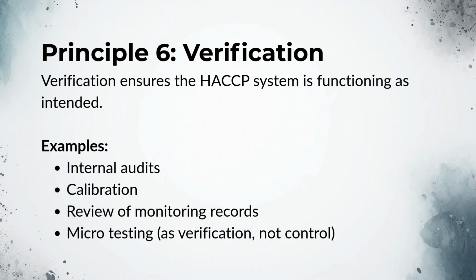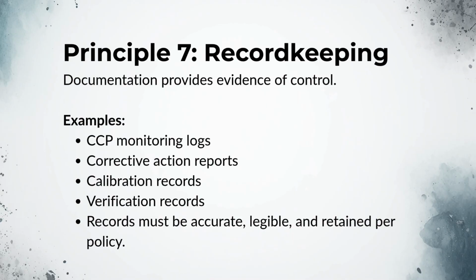Record keeping is the backbone of HACCP. Records provide evidence that hazards were controlled, CCPs were monitored, and corrective actions were taken when needed. Good records must be accurate, legible, complete, and retained according to company policy and regulatory requirements.